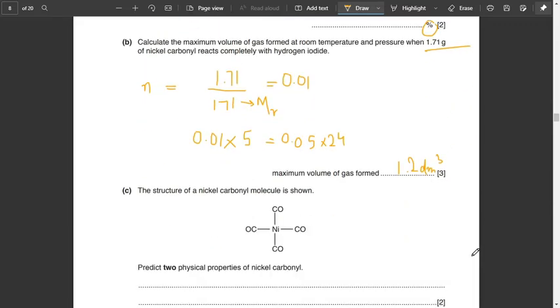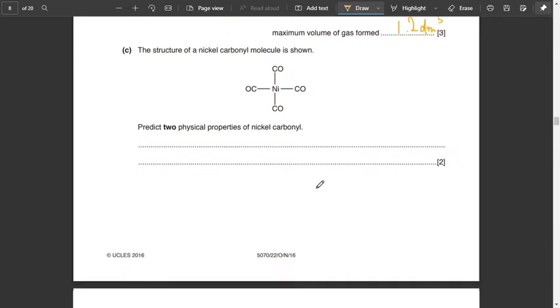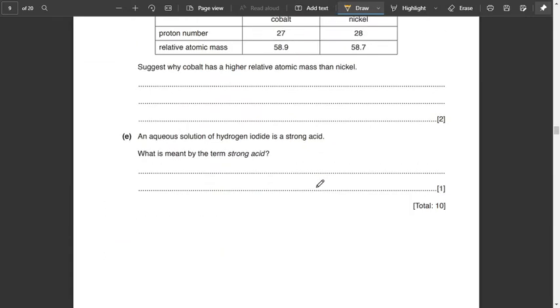The structure of nickel carbonyl molecule is shown. Predict two physical properties of nickel carbonyl. Two physical properties of nickel carbonyl are, first of all, because it has single bonds with each other, it has a low melting point, and because it doesn't have any free electrons, it does not conduct electricity. These are two physical properties that we can deduce from the structure. Moving on to part D.